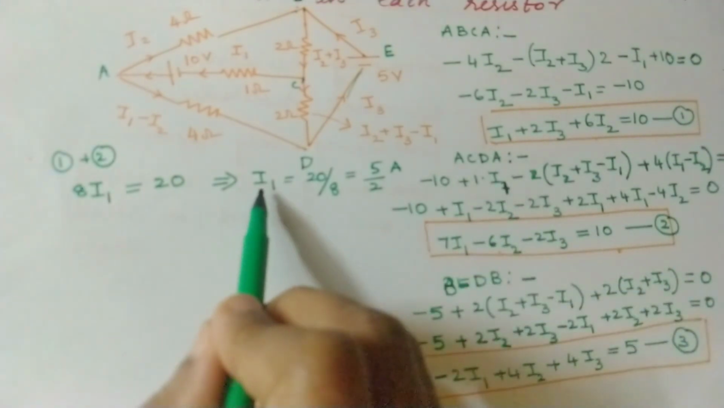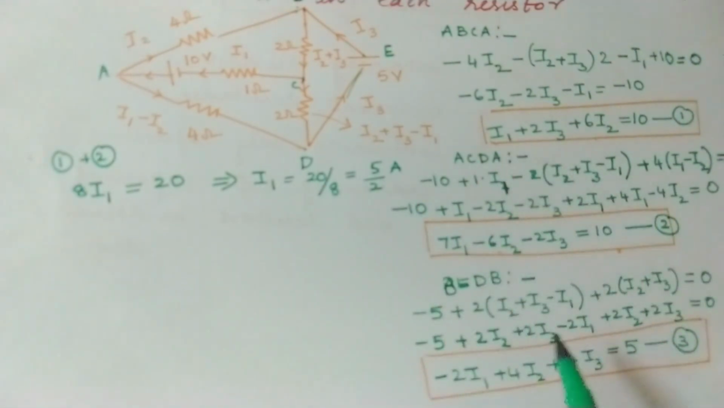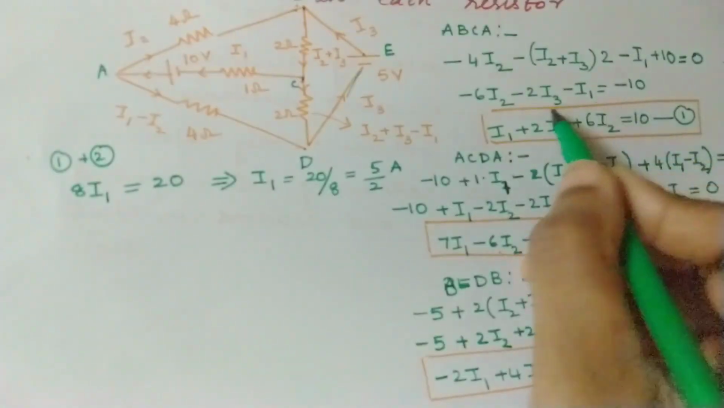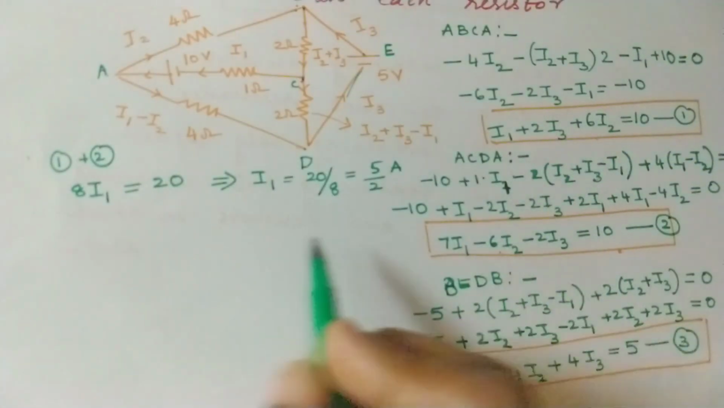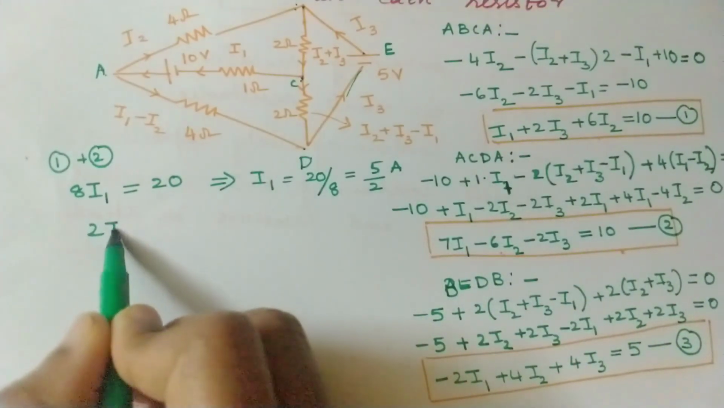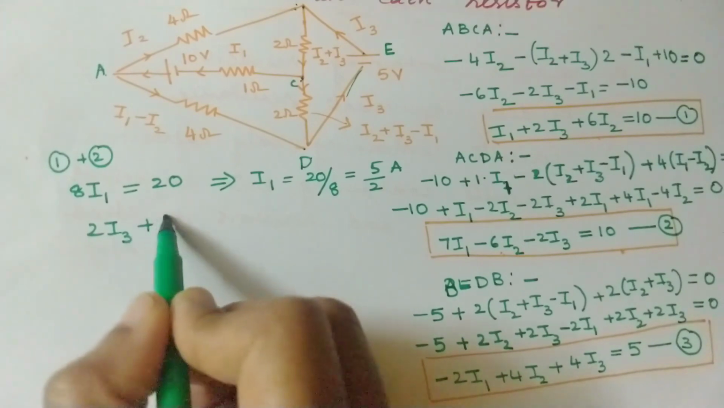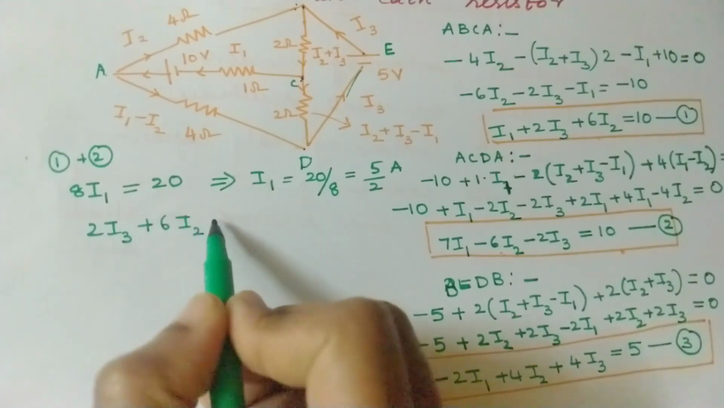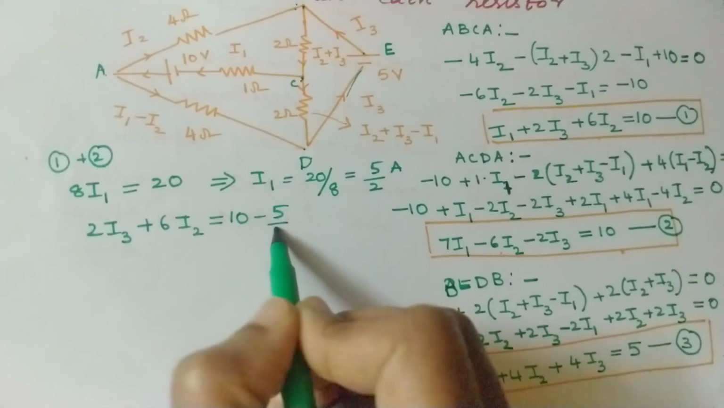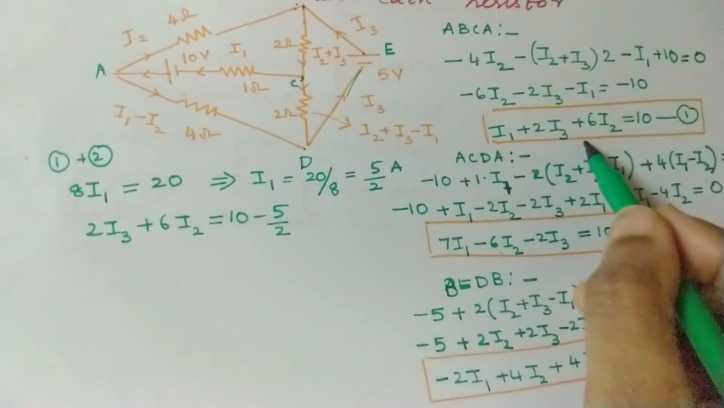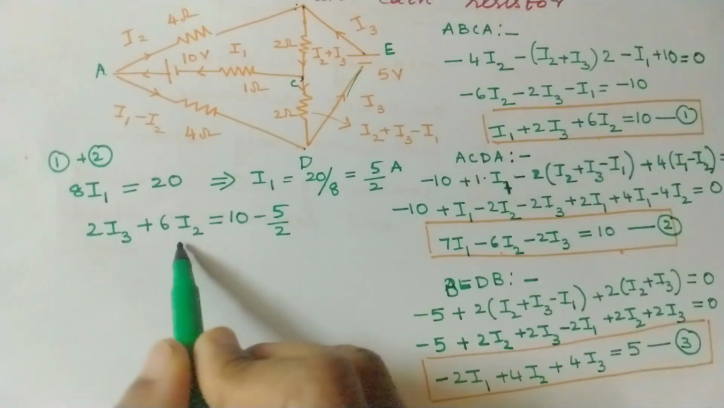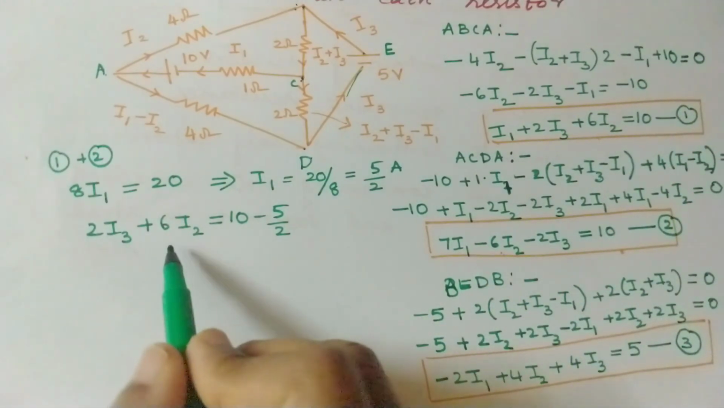Okay, let us see. If I keep I1 as 5 by 2 in equation 1, what is the relation we are going to get? I1, I am writing it as 5 by 2, 2I3 plus 6I2 is 10 minus 5 by 2. Okay, I have substituted the value of I1 in equation 1. We have got the answer in terms of I2 and I3.